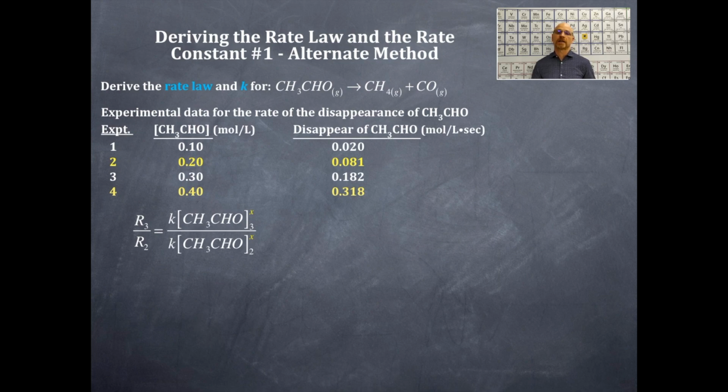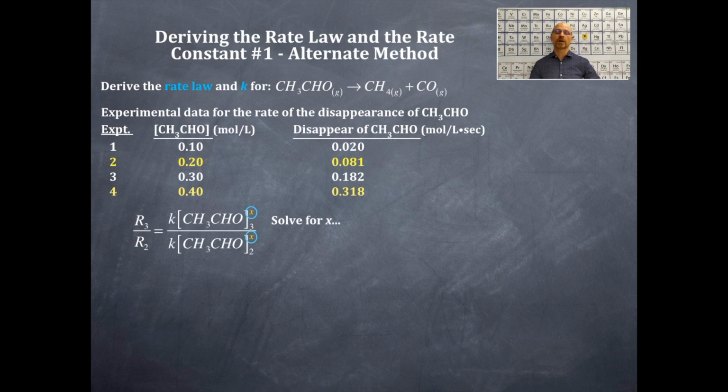Rate 3 in the numerator over rate 2 in the denominator is equal to the rate constant in the numerator and denominator, because that doesn't change, times the initial concentration of the acetaldehyde. The numerator is for reaction 3, and the denominator is for reaction number 2, by the lower subscript numbers that you see there. What we are going to solve for is x. I'm going to highlight what we are solving for, and that is the order of the acetaldehyde, and that is x.